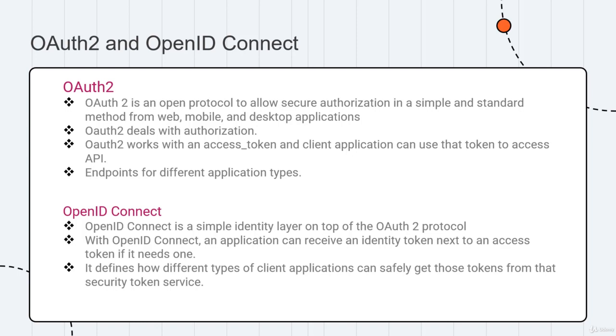It also defines an additional endpoint that can be used by an application to get additional user information. This can be information that is not provided by default, and you can customize that. It defines how different types of client application can safely get these tokens from the secure token service. OpenID Connect is the superior protocol. It extends and supersedes OAuth2. So that gives you a 10,000-feet overview of OAuth2 and OpenID Connect.